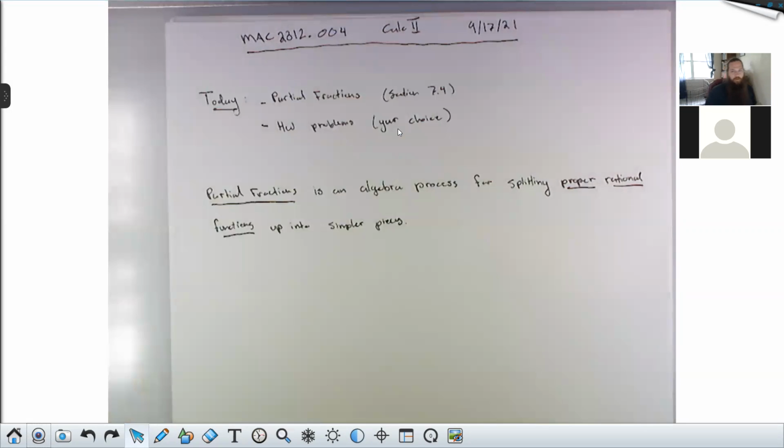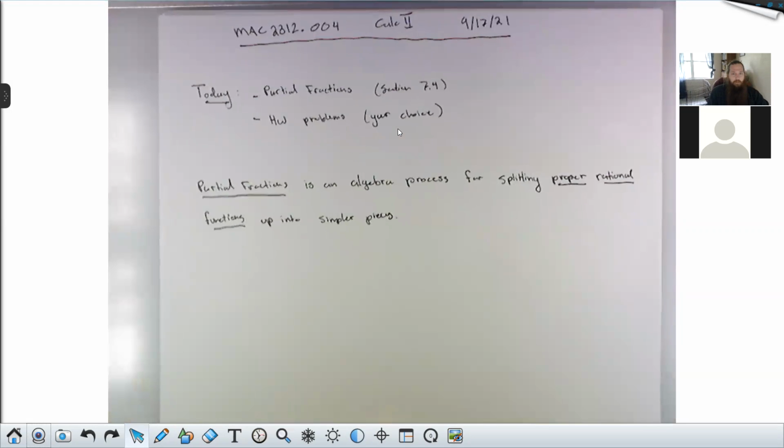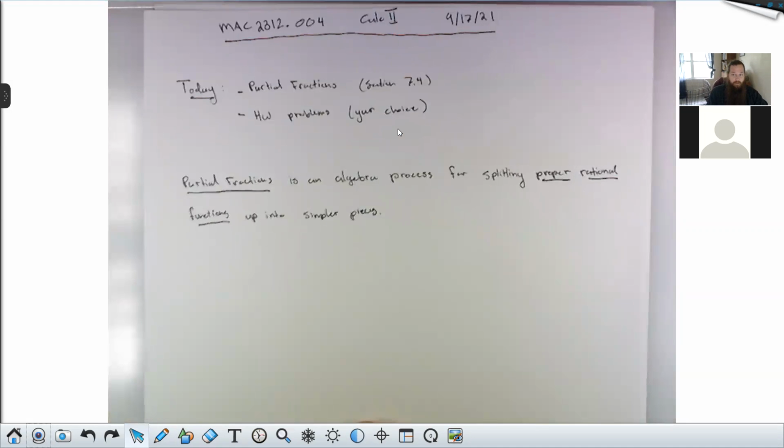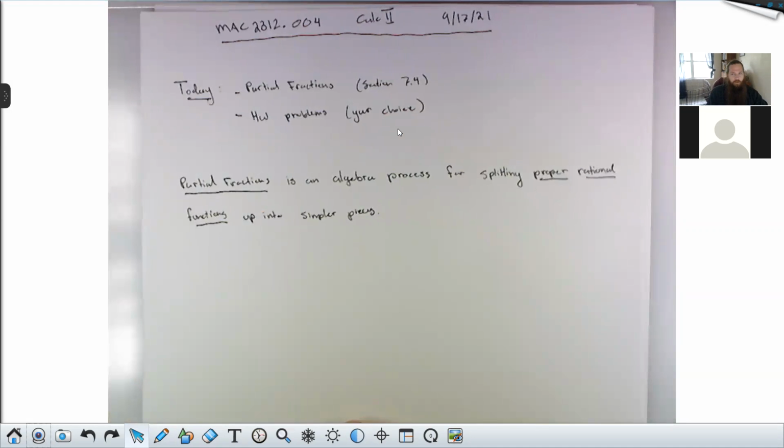And you'll notice there's nothing about integration or differentiation or any calculus here. Partial fractions is not a calculus thing, it's an algebra thing. But it's an algebra thing that can sometimes make calculus things easier. We know how to integrate very simple rational functions like 1 over x. 1 over x is a rational function, and I know how to integrate that.